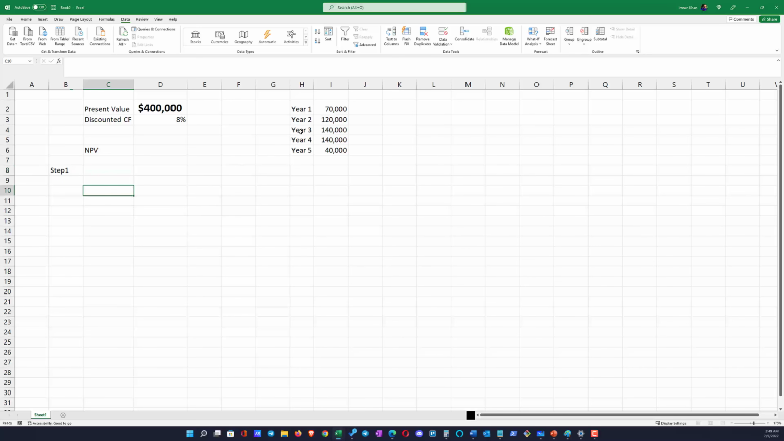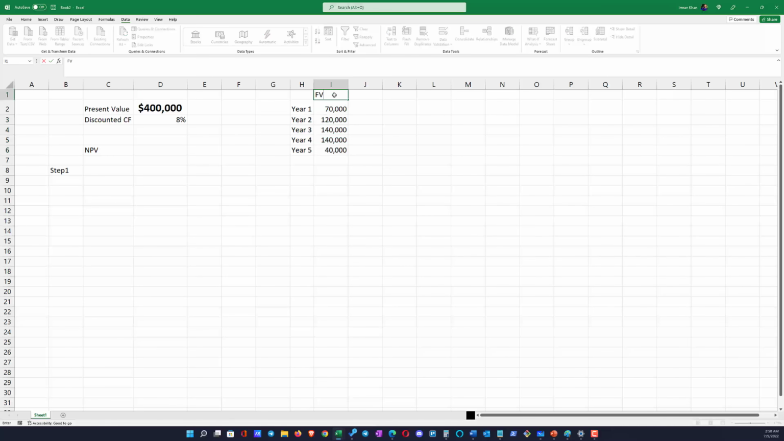Okay, you need to compute. Before I tell you that, year 1, year 2, year 3, year 4, year 5 are there, right? What do they mean? These are the amounts that we are getting in the future. So after year 1, we are getting 70,000. After year 2, these are 120, 140, 140, and 40.